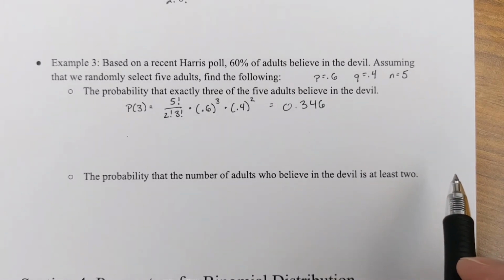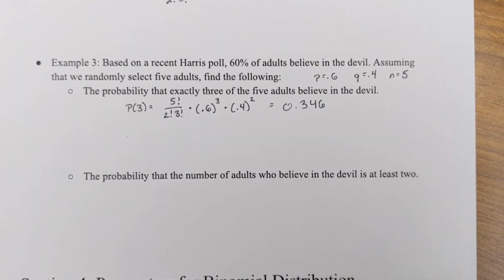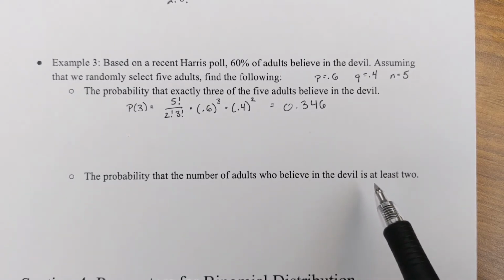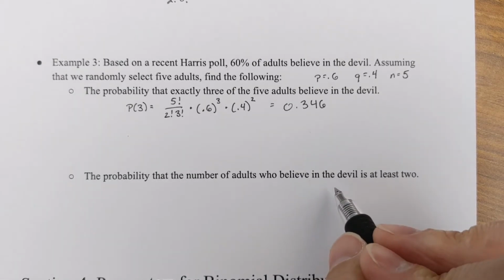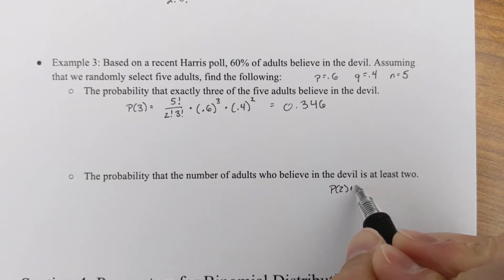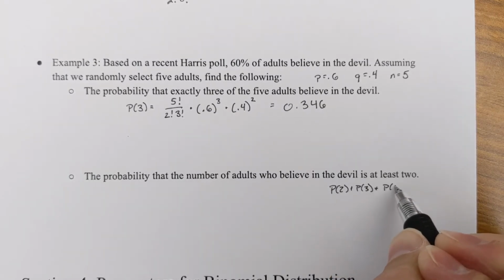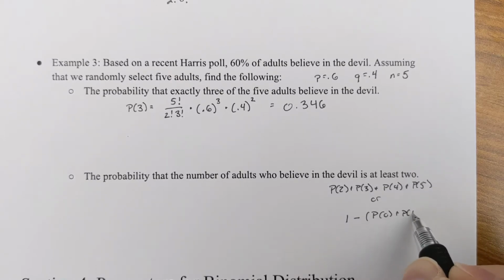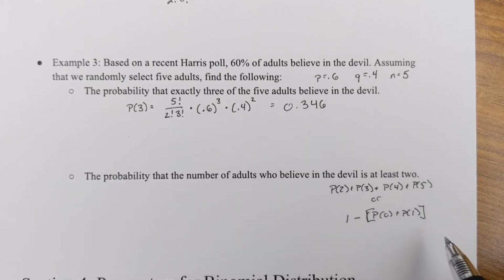All right, so down here at the last one, find the probability that the number of adults is at least 2. So 2 or 3 or 4 believe in the devil. Now, that means I have to find the probability of 2, probability of 3, probability of 4, probability of 5, and add them all up. Or I could find the probability of, so there's 2 options. P2 plus P3 plus P4 plus P5, or 1 minus P0 and P1, because I don't want those 2, so I can subtract 1. I'm actually going to do it the short way and find P0 and P1, because that means I have to calculate fewer things and then subtract them from 1.